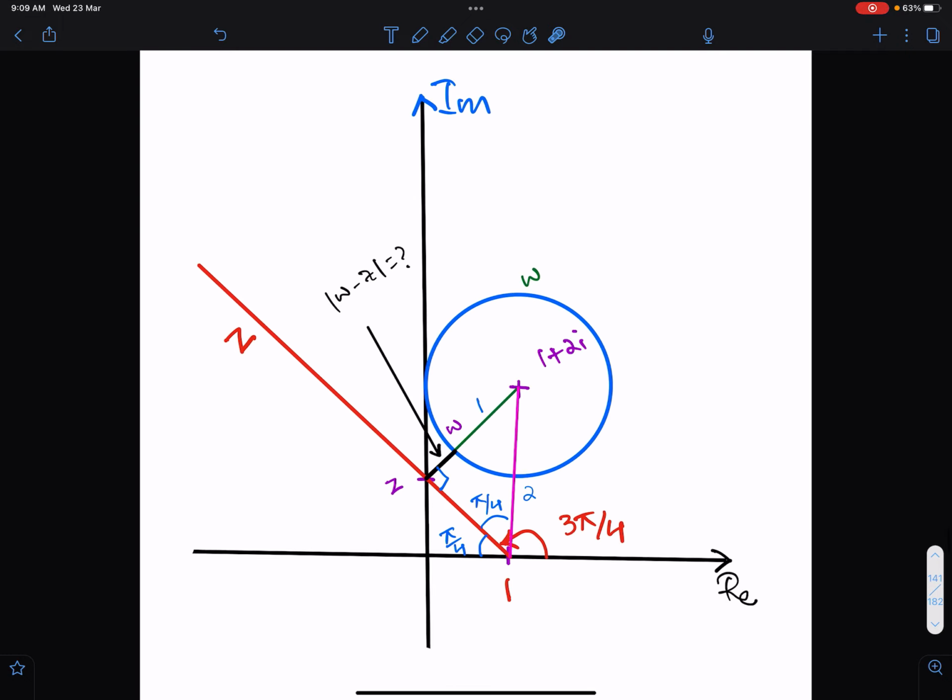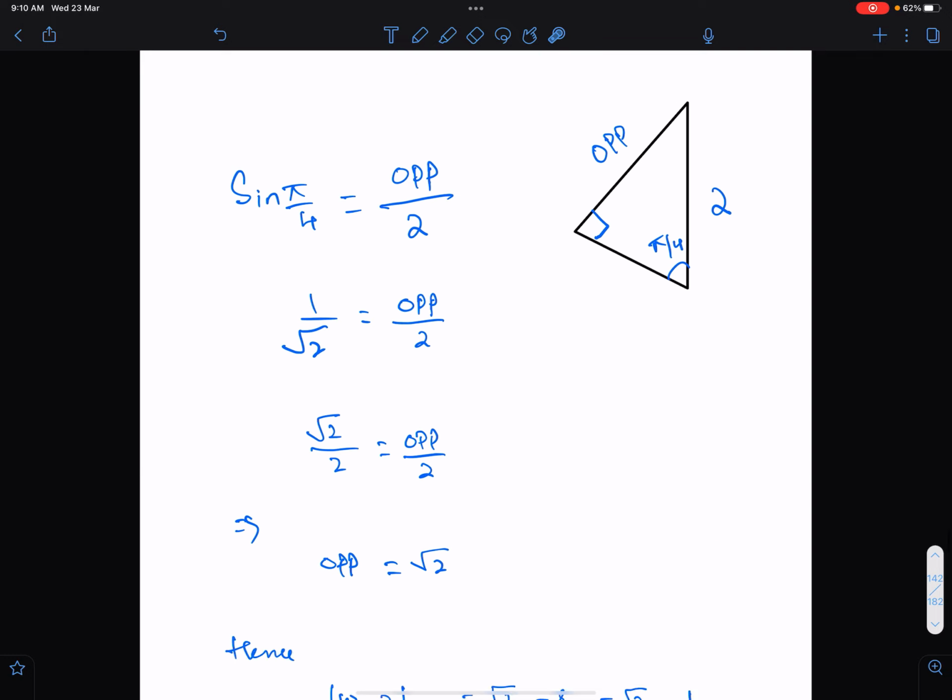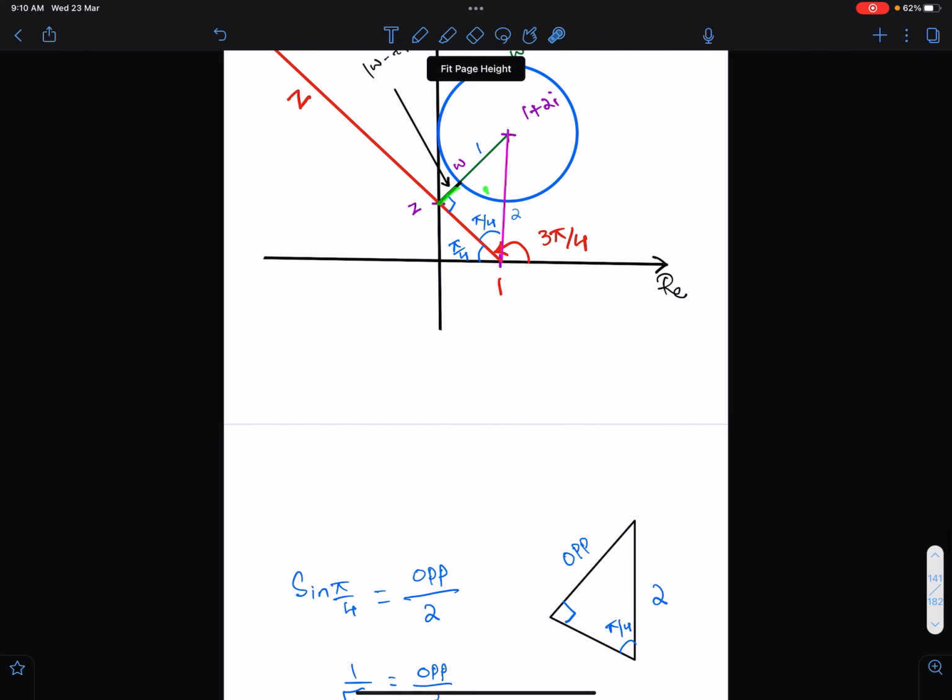Here is the triangle, and this is the final Argand diagram of B part 2. This is 2, this is 1, this angle is pi by 4 because this is 90 and total is 3 pi by 4. So first we will find this total distance by using sine in this triangle. Once we will get this total distance, we will subtract this radius from this total distance to get this small distance. Here is the triangle.